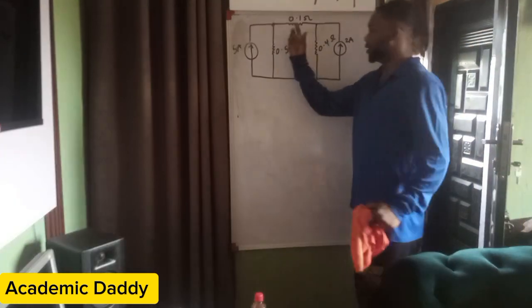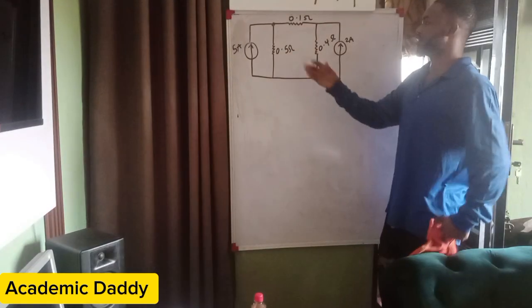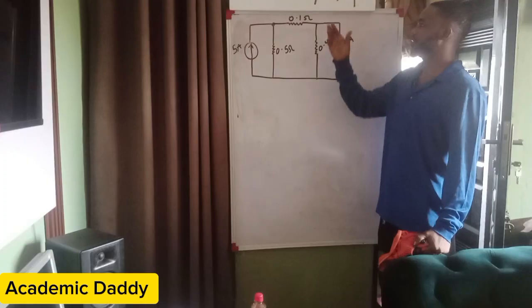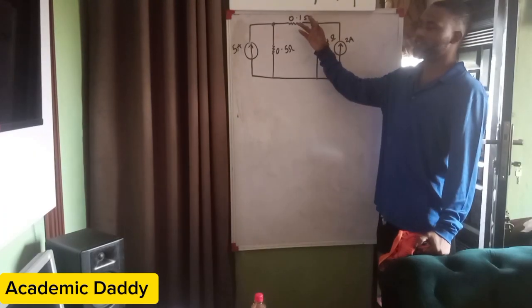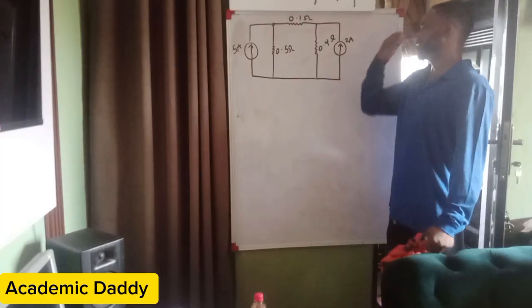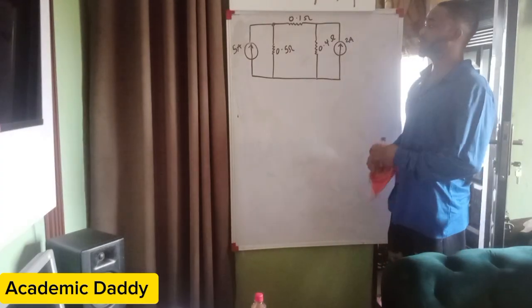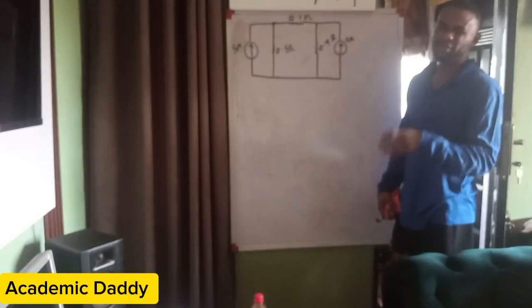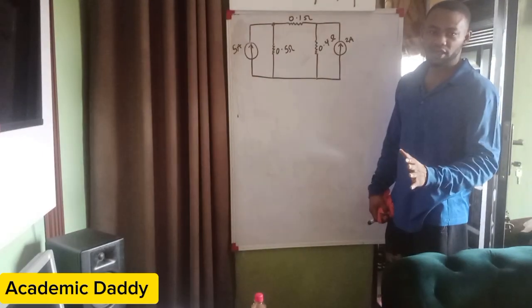Quick one. In this question they said this is the circuit, and they are asking us to find the current in the 0.1 ohm resistor using Norton's theorem. Now, as I've told you before, once you see a question that says Norton's theorem, it's still the same thing as nodal analysis.